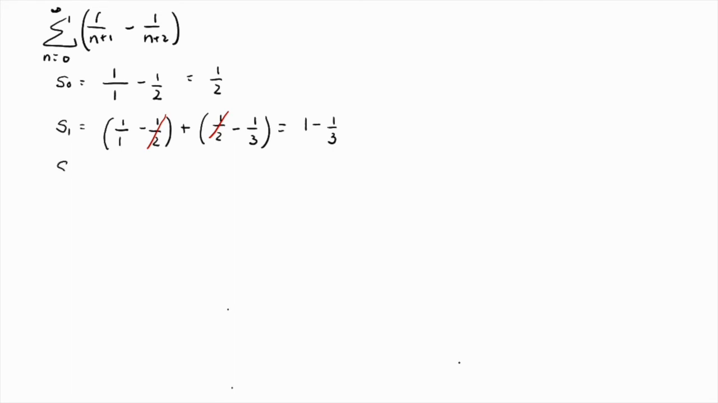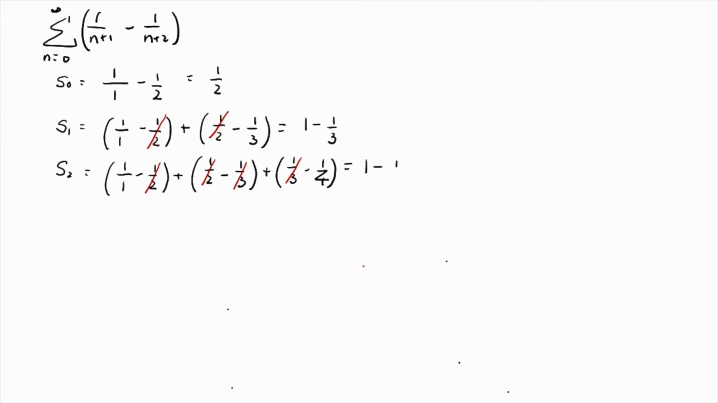Next up, we have the second partial sum, which is equal to 1 over 1 take away 1 over 2 plus 1 over 2 take away 1 over 3 plus, and when n is equal to 2, you get 1 over 3 take away 1 over 4. When you sum the terms in your partial sum and open up the brackets, minus half cancels with half, minus a third cancels with a third, and you are left with a simple expression, which is 1 take away a quarter. So you have one number left at the start and one number left at the end.